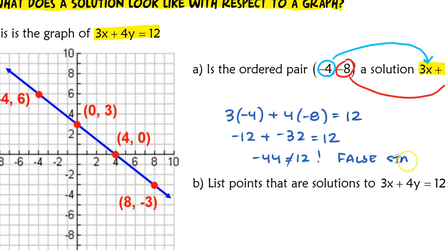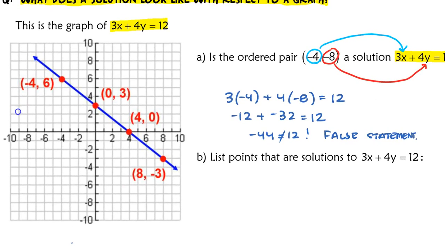Now, if we come to the side over here, after I write false statement here, if I look at the point negative 4, negative 8, it is all the way down here. Notice how far away it is from that line, right? This does not lie on the line of this equation, 3x plus 4y equals 12. So this was not a solution to the equation, right?